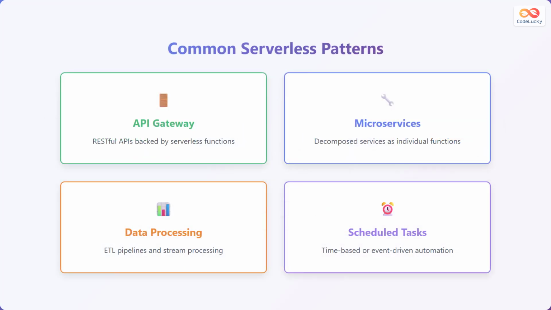Let's explore some common serverless patterns that you can use to build various types of applications. We have the API gateway pattern, where serverless functions back RESTful APIs. There's also the Microservices pattern, where services are decomposed into individual functions. Another pattern is data processing, which involves using serverless functions for extract, transform, load pipelines, and stream processing. Finally, there are scheduled tasks, which enable time-based or event-driven automation.